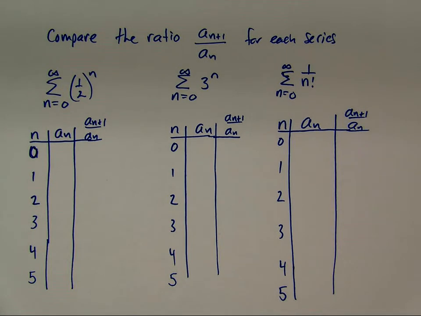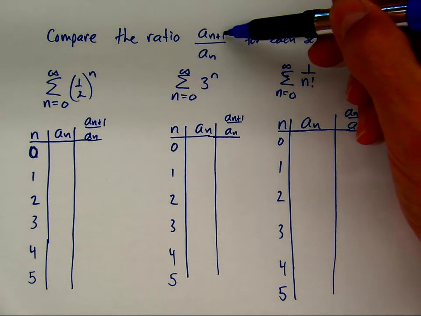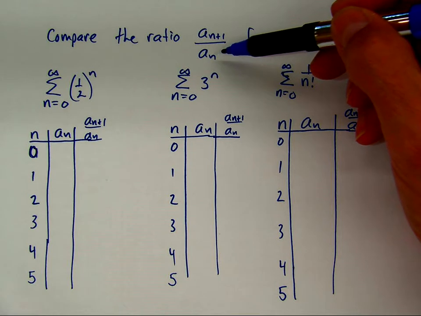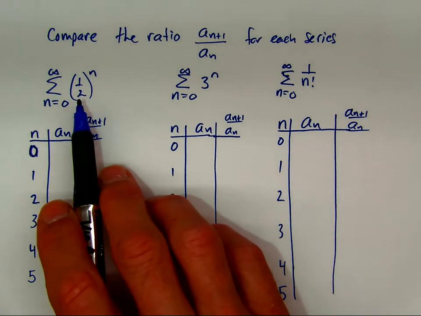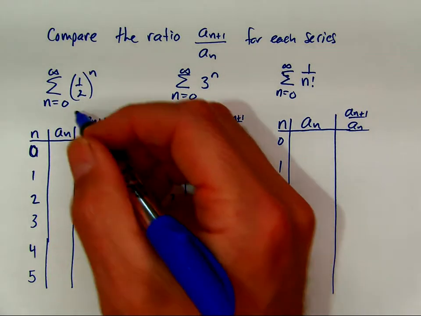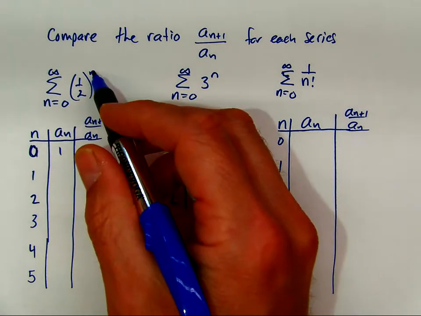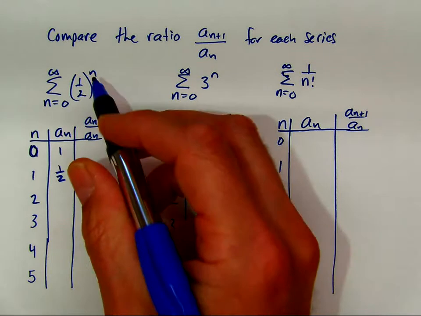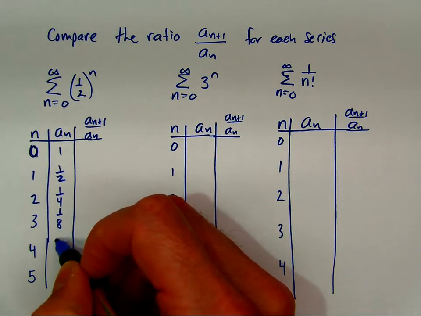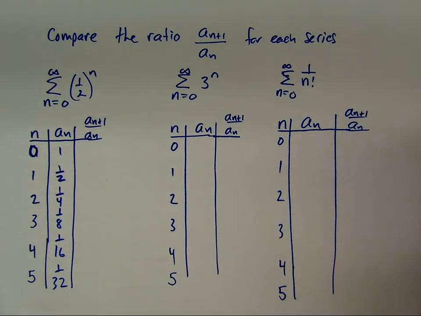So for the ratio test, we're going to look at a ratio of the next term over the current term. So let's compare the ratios for all of these series, and let's look at the sequence. So when n is 0, we get a 1. When n is 1, we get a 1/2. When n is 2, we get a 1/4, and 1/8, and 1/16, 1/32.